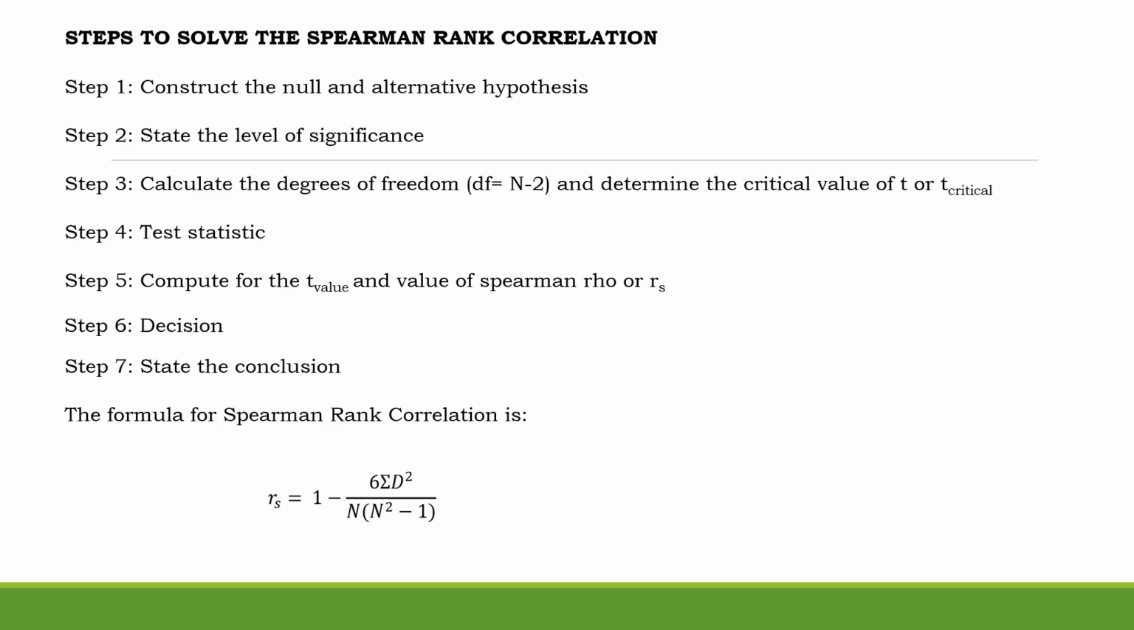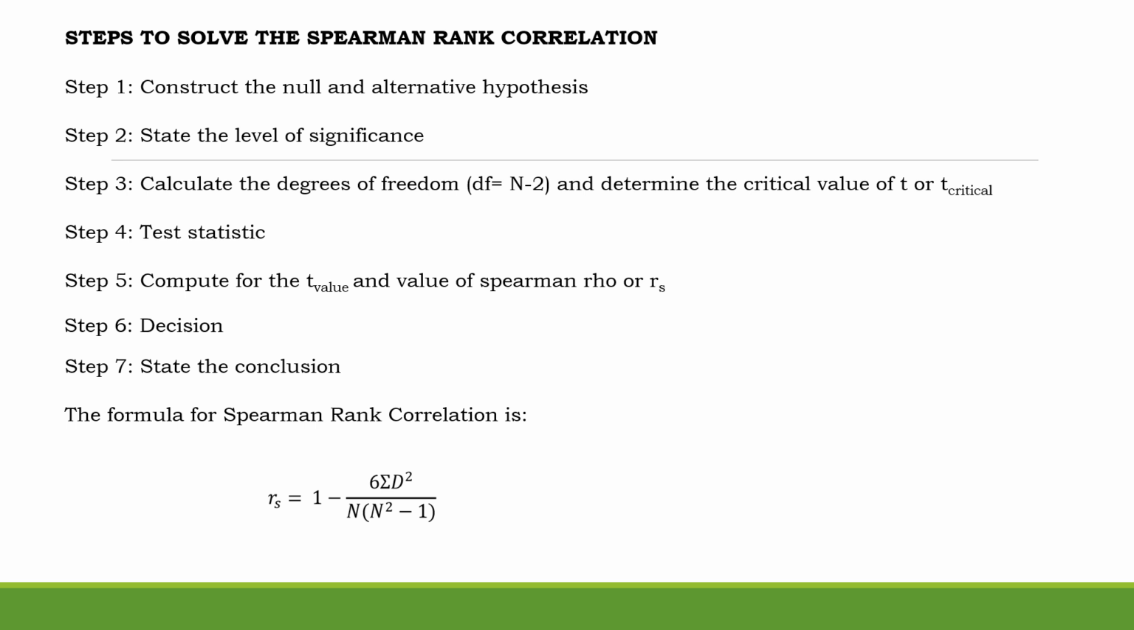These are the steps to solve Spearman rank correlation. Step 1, construct the null and alternative hypothesis. Step 2, state the level of significance. Step 3, calculate the degrees of freedom and determine the critical value of t, or the t critical. Step 4, test statistic. Step 5, compute for the t-value and value of Spearman rho or RS. Step 6, the decision. And step 7, state the conclusion.